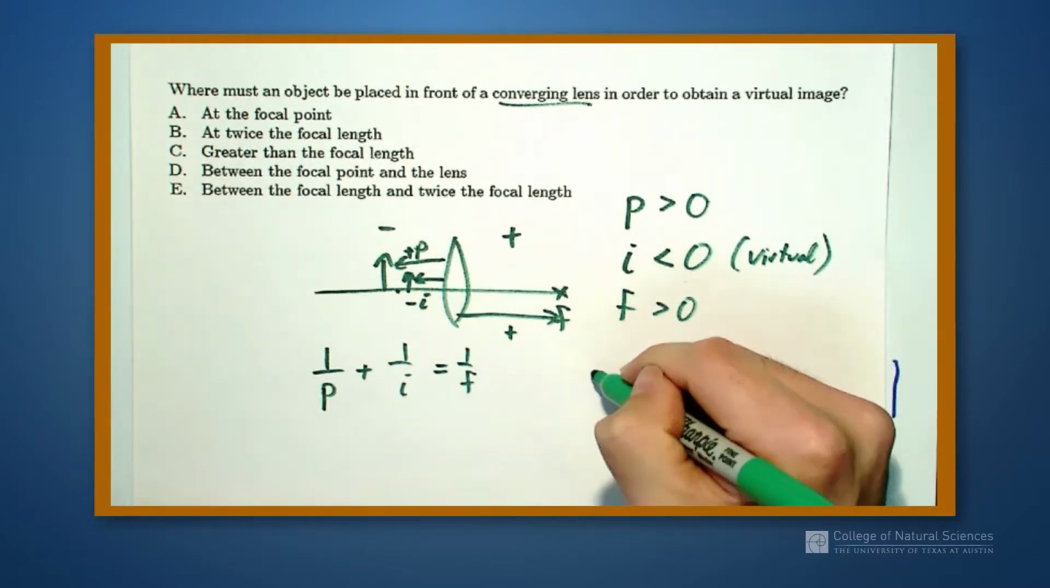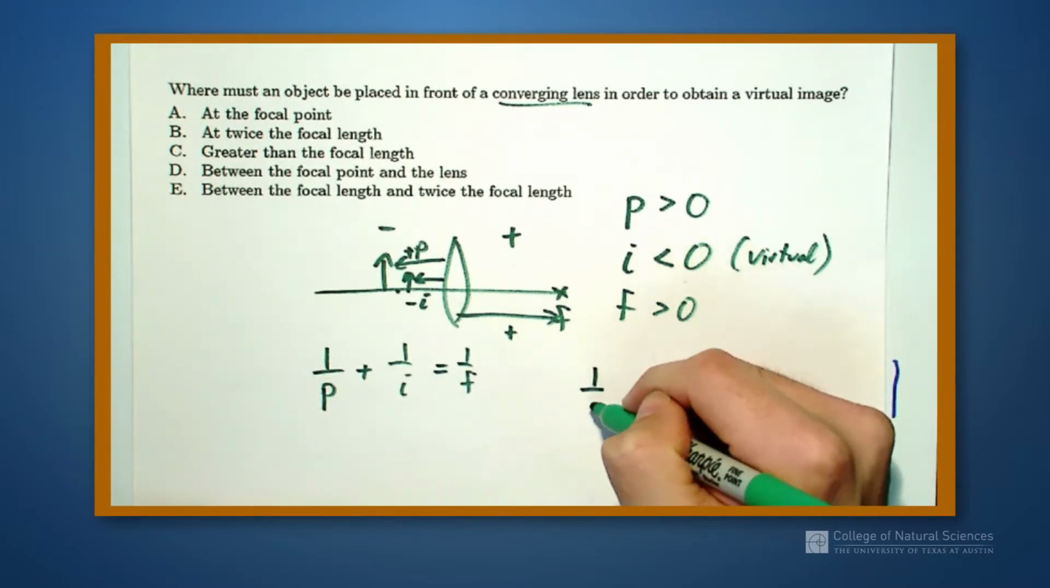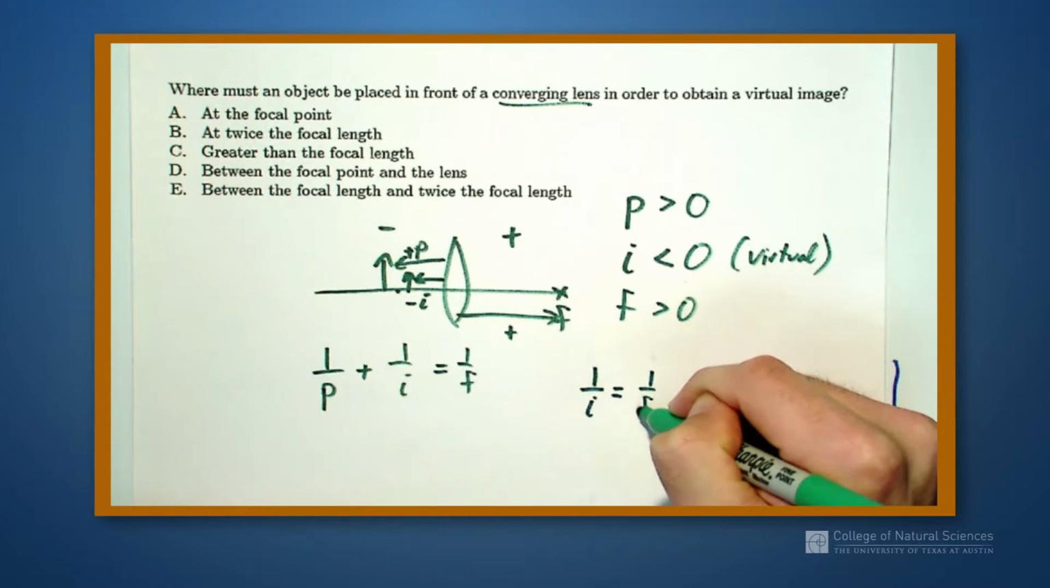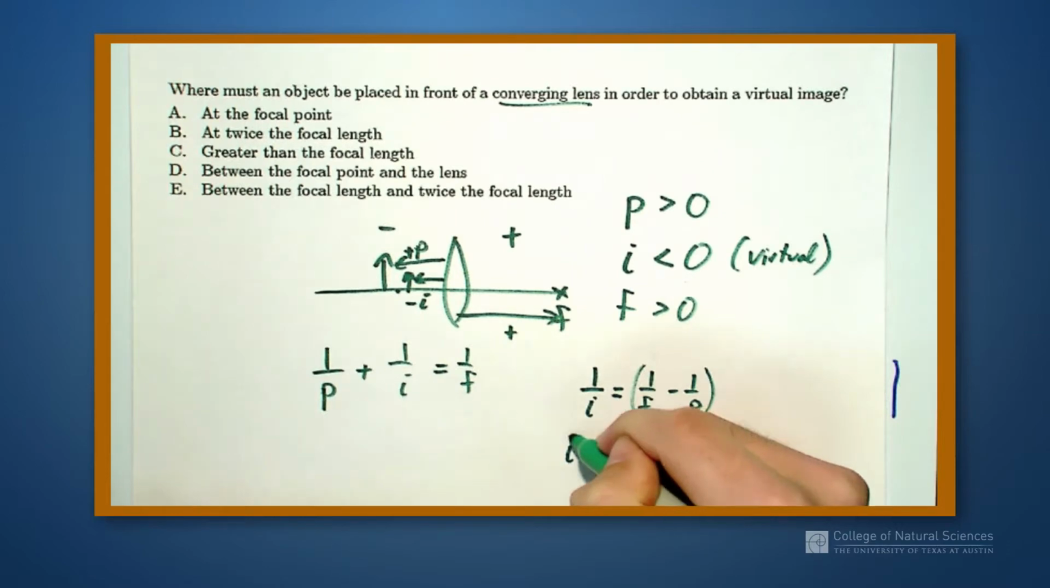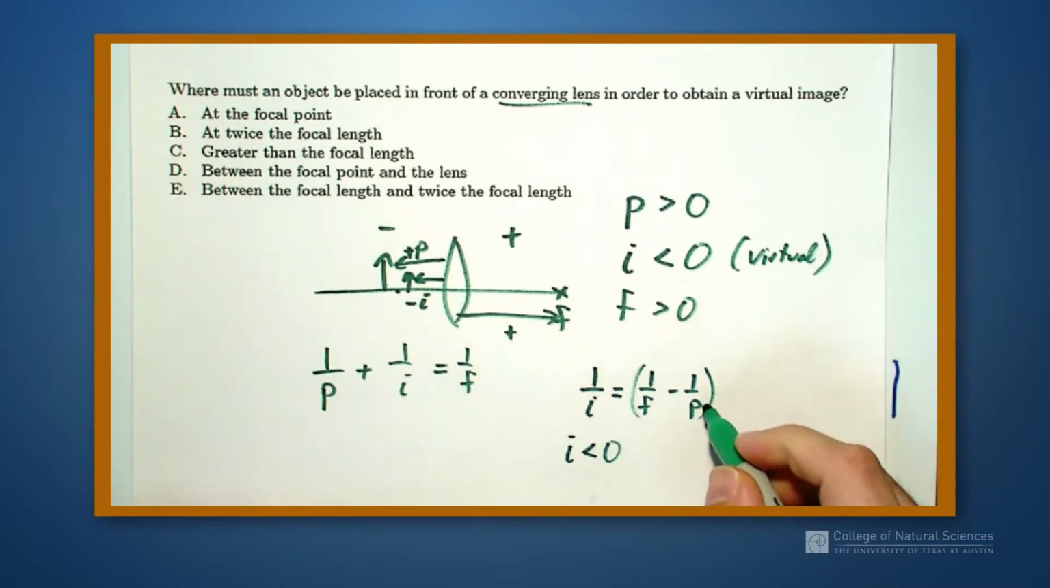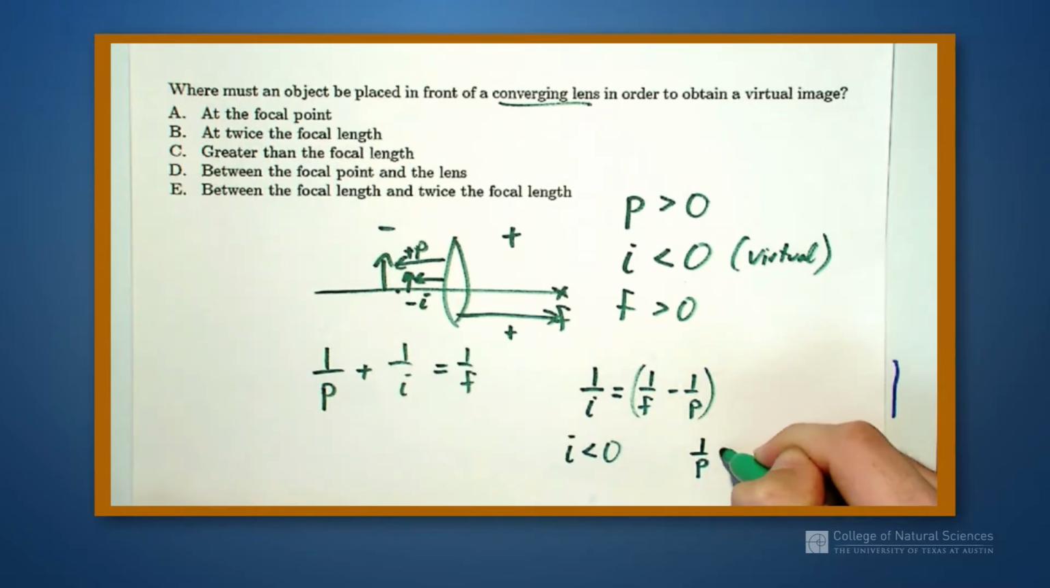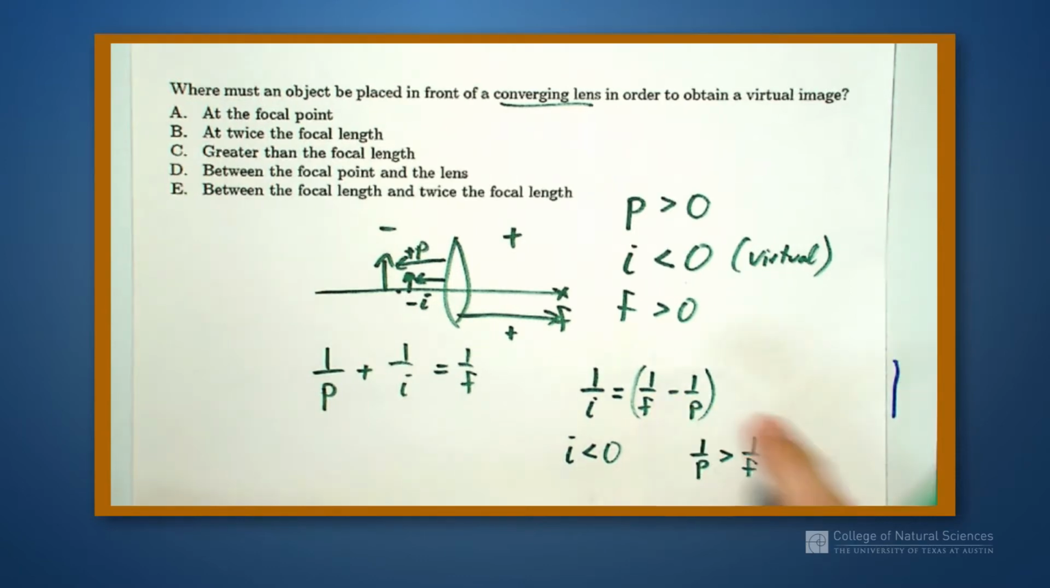And 1 over P, so this says 1 over I has to be equal to 1 over F minus 1 over P. And in order for me to get I to be less than 0, that means 1 over P has to be larger than 1 over F. P is positive, F is positive. That's my only minus sign, which means that P has to be less than the focal length. If 1 over P is large, then P has to be small compared to F. 1 over F is small, F has to be larger than P.